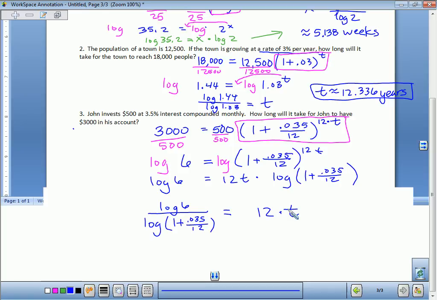Okay, so let's do log of 6 divided by log of 1 plus 0.035 divided by 12, close parentheses. You get 615-ish. Leave that number in your calculator. And what's the last thing we have to do now? Divide by 12.